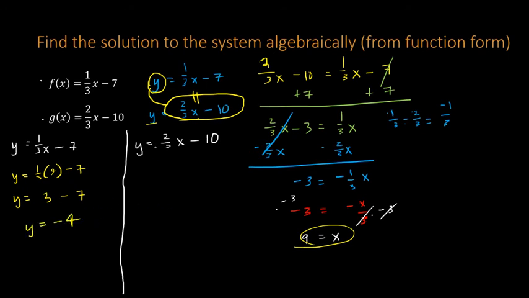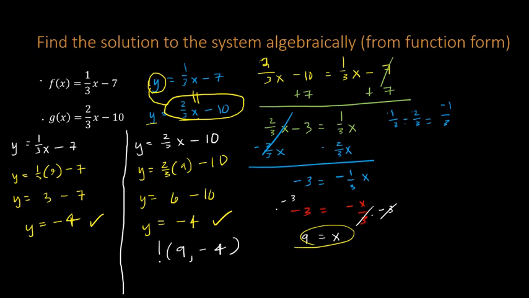Let's do the other one. Y equals 2/3. We'll substitute in our 9 minus 10. Y equals 2/3 of 9 is 6. 6 minus 10 is negative 4. So I got y equals negative 4 in both cases. So I can be pretty confident that we've got the right solution, which is 9 comma negative 4. So this is the solution to this system.